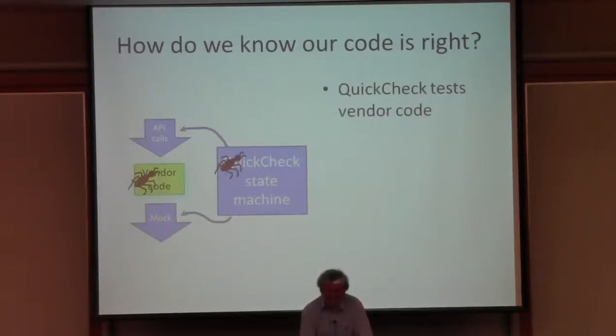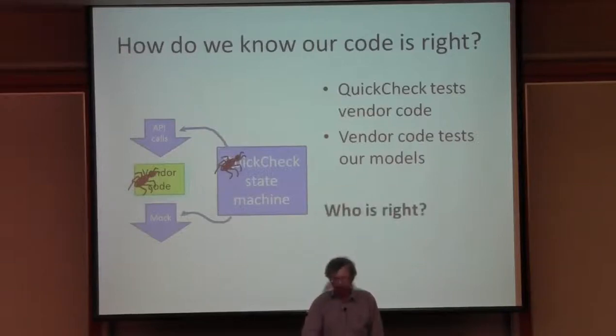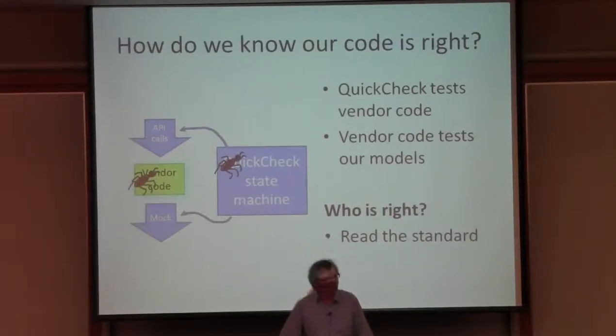So you can see that QuickCheck tests the vendor code, but at the same time, the vendor code tests our models. And without that testing, it would be very hard to get our models right. So we have to decide what is correct, and of course, we can read the standard. Sometimes that works. But what if you can't tell from the standard what the behavior is supposed to be? Or what if we think it means one thing, and the vendor thinks it means something else? You have to have an oracle. Ours is Volvo. Thank goodness for that.